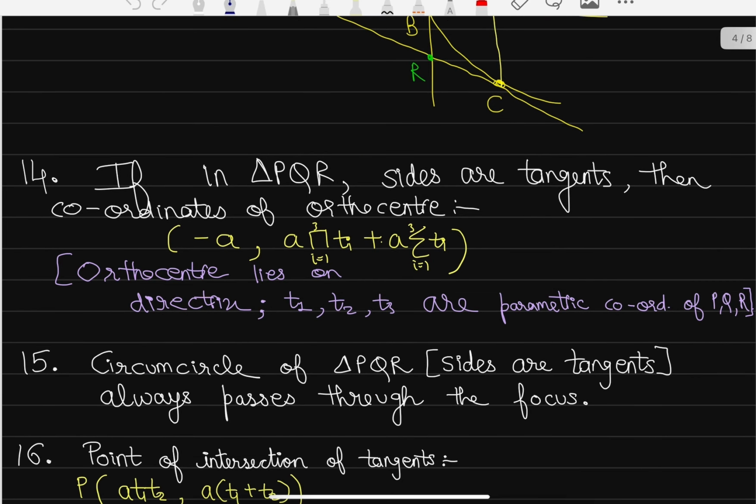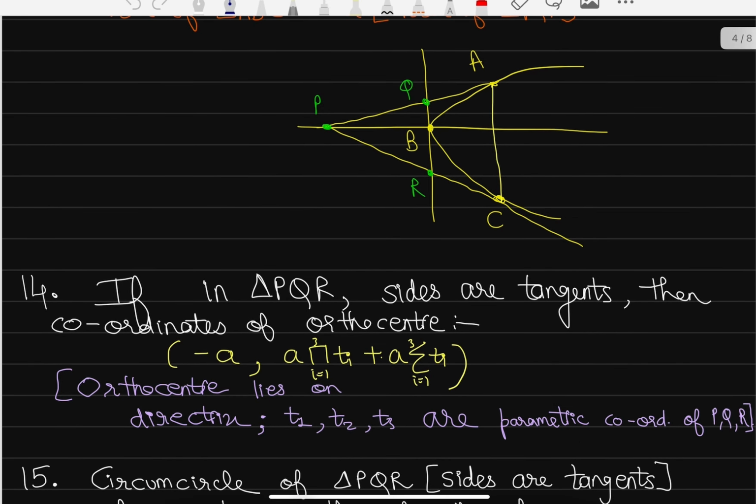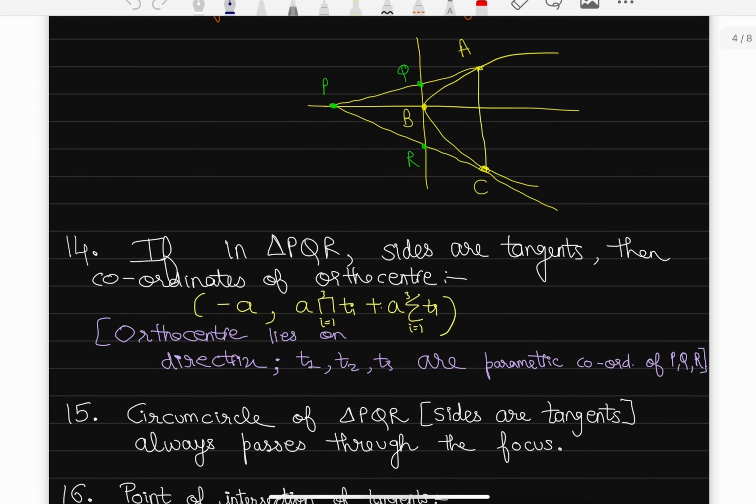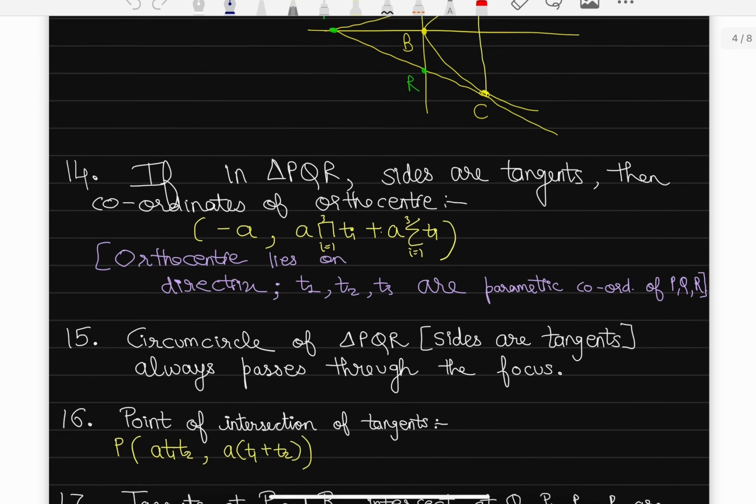Next property, in triangle PQR, the same triangle whose sides are tangents, the coordinates of the orthocenter are (minus A, A times the product T1 T2 T3 ... A times the summation of T1), that is A(T1 + T2 + T3). So as the x coordinate is minus A, the orthocenter lies on the directrix. The circumcircle of triangle PQR, again this same triangle, passes through the focus.